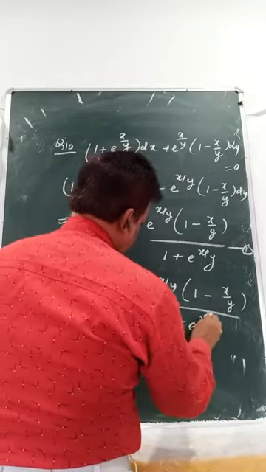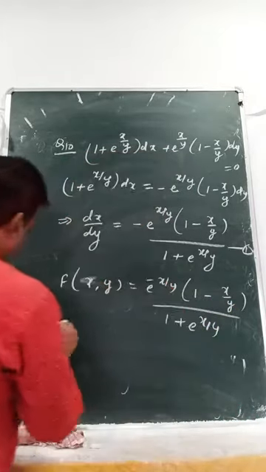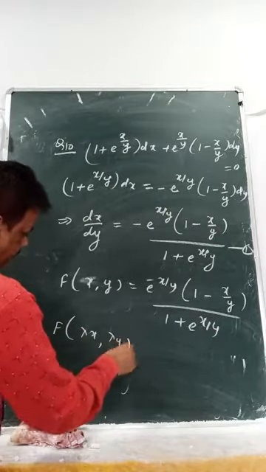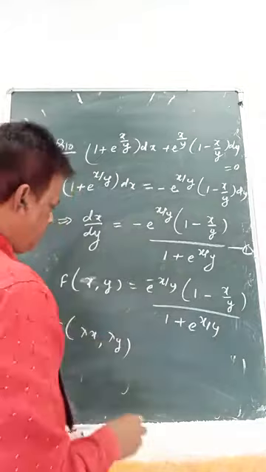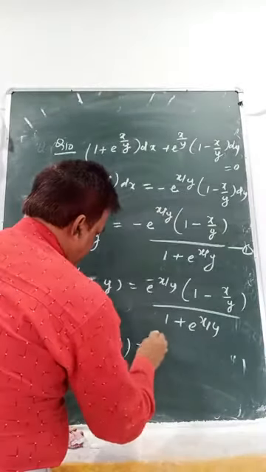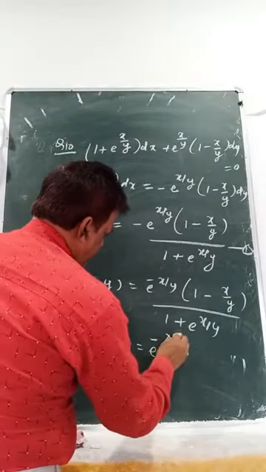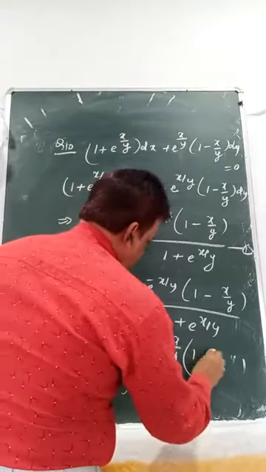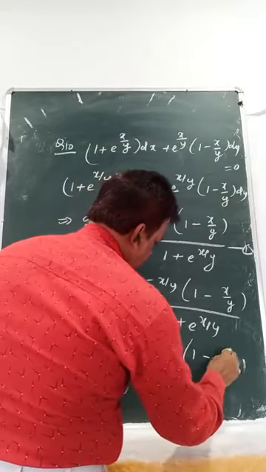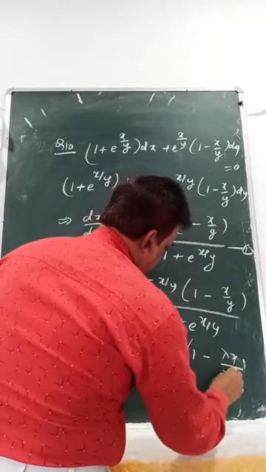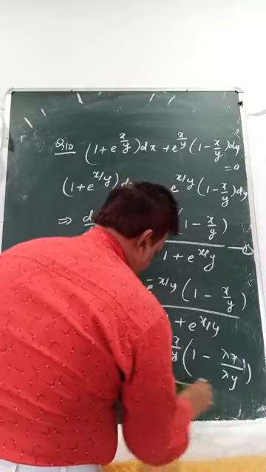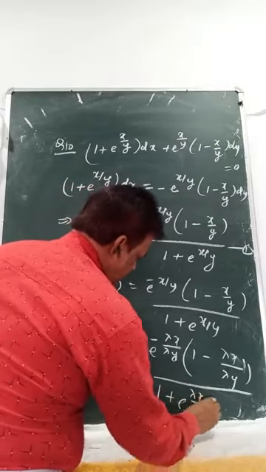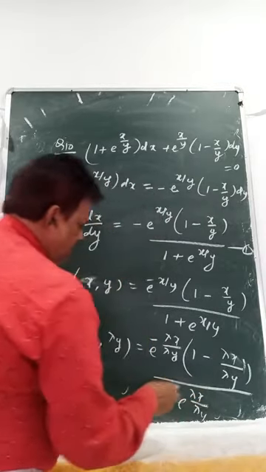1 plus e to the power x by y. So f of lambda x, lambda y. What is lambda x, lambda y? e to the power minus lambda x by lambda y, 1 minus lambda x by lambda y, over 1 plus e to the power lambda x by lambda y. So everywhere lambda cancelled.